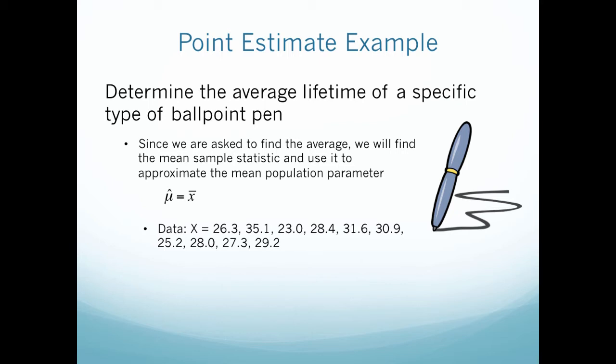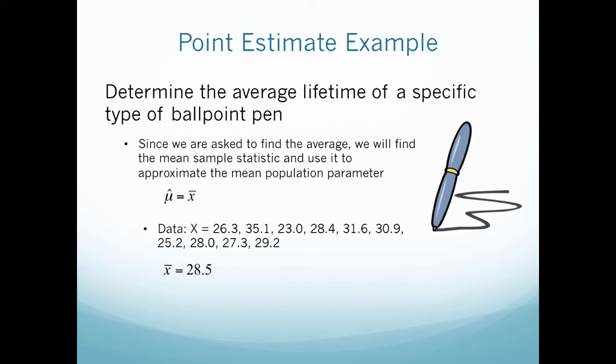So here we have data from this said machine. So we have these values listed of how many hours a pen can write before it runs out of ink. So I calculate my average of all those values just by adding them up and dividing them by n, and I get x bar equals 28.5. So 28.5 is now my point estimate.